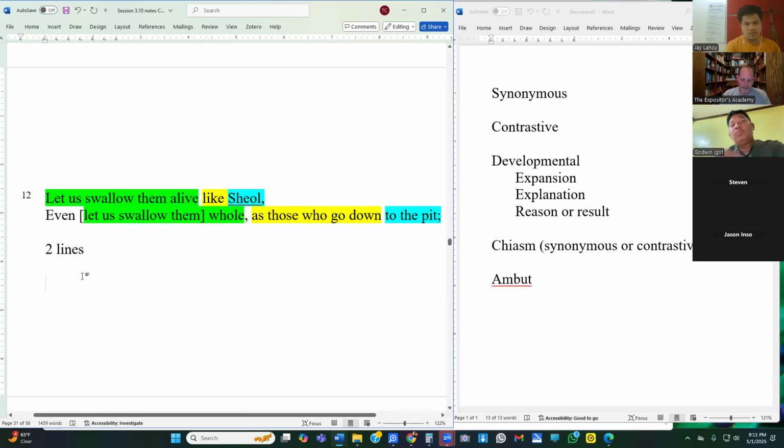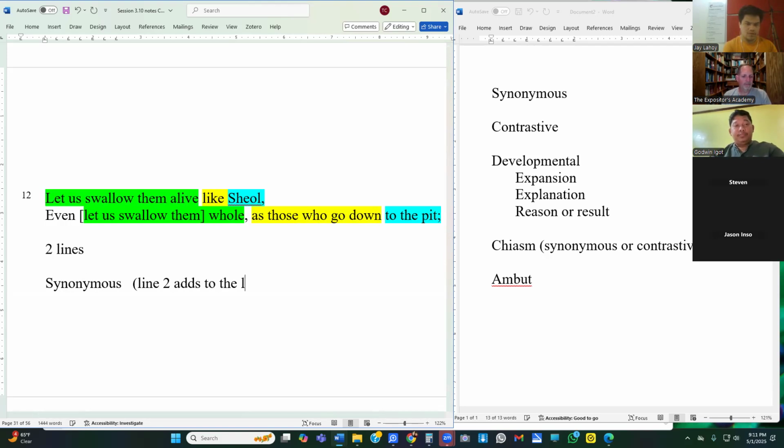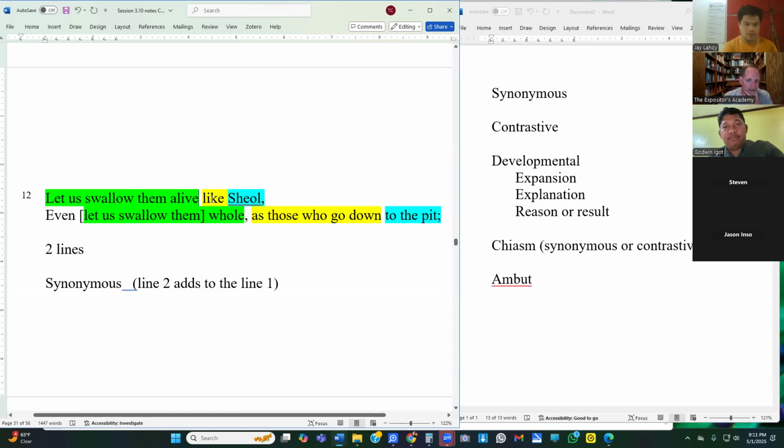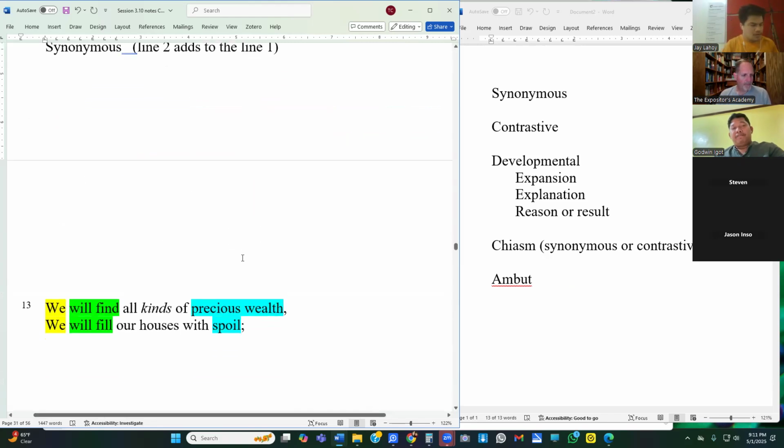So again, it's not as clean or fully obvious as synonymous, but I think that's the best understanding of this, especially because of the pit and Sheol there. In the ESV, there's a word "like" also: like those who go down to the pit. Okay, good. That one's a little bit challenging, but I think that's the best option from what you selected there. So that's good. Okay, verse 13.